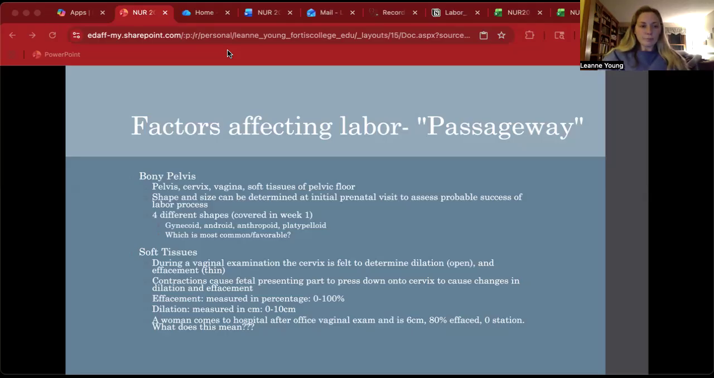We covered in week 1 the 4 different shapes of the pelvis, and I hope that you guys remember what the most common and most favorable pelvic shape for a successful vaginal delivery is, which is your gynecoid. So your gynecoid pelvis is the most favorable for a successful vaginal delivery. Okay. You do need to know that for sure. The other 3 are listed for you there, and each pose their own issue with delivery.